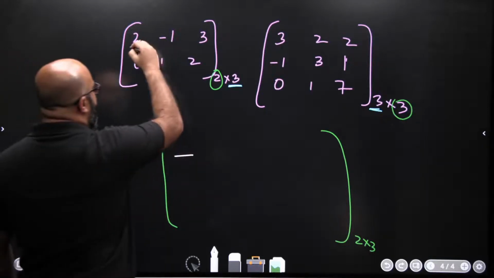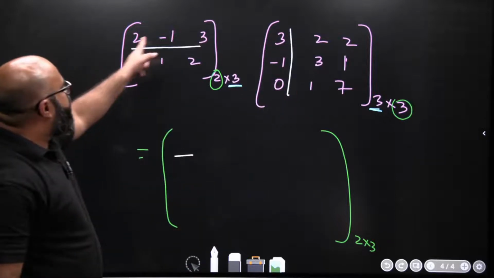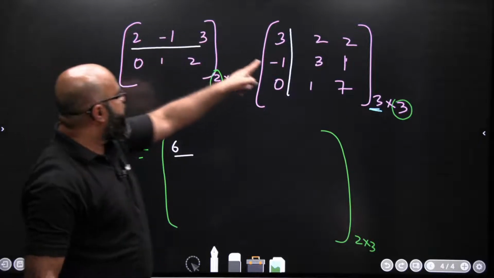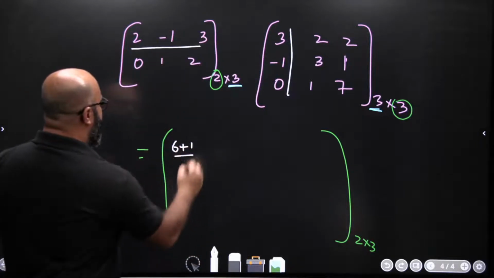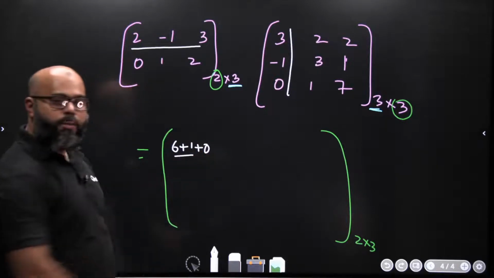So I will take the first row and I will take the first column. When you multiply 2 with 3, you will get 6, right? Then you will get minus 1 into minus 1, that will be plus 1. Then you will get 3 into 0, that will be 0. So this is how you will obtain it.